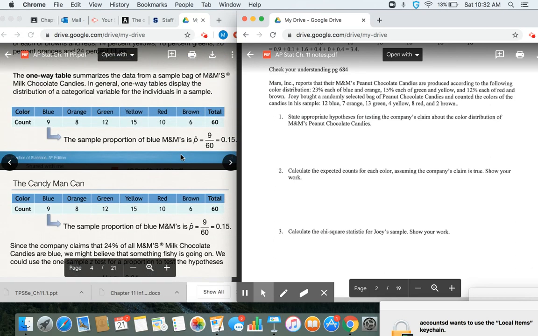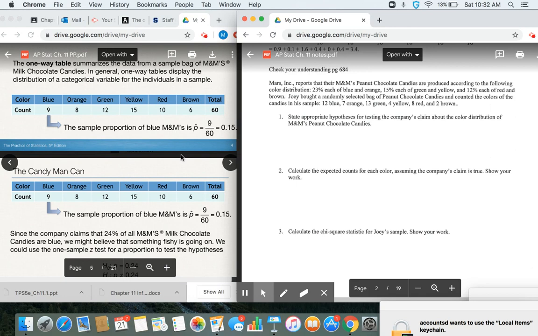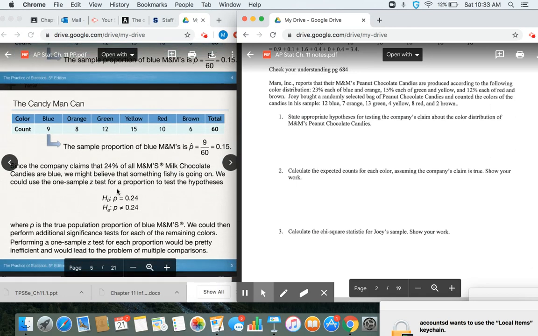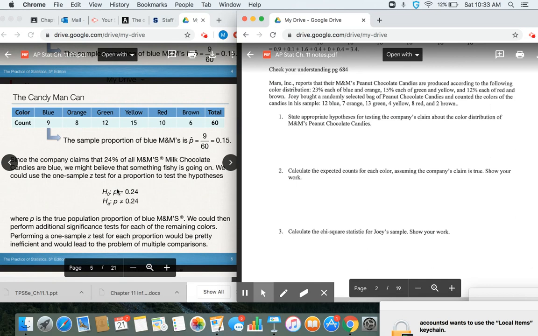Well, that might be a little suspicious to some of us, thinking, 15%? Wait, Mars claims that 24% of its bags should be blue. Something fishy going on here. Are they not giving us the amount of blue M&Ms that we deserve, or that they say we should get?